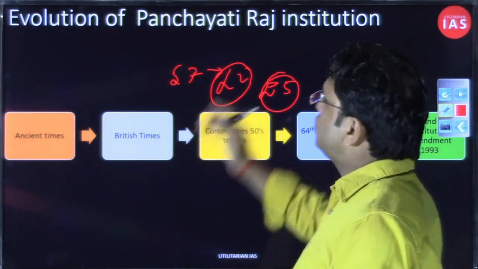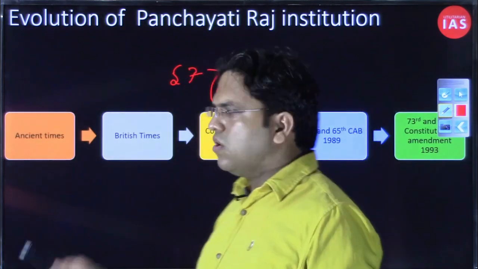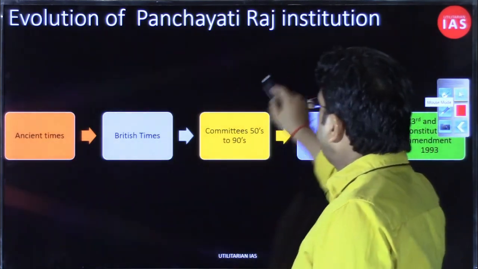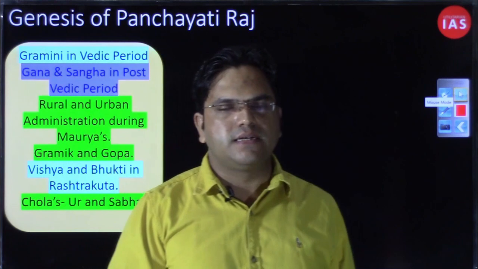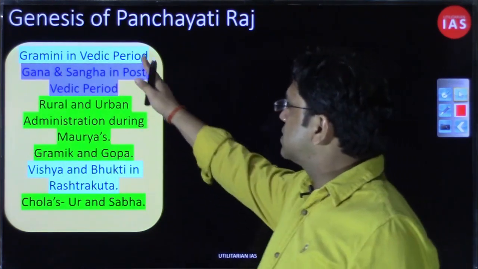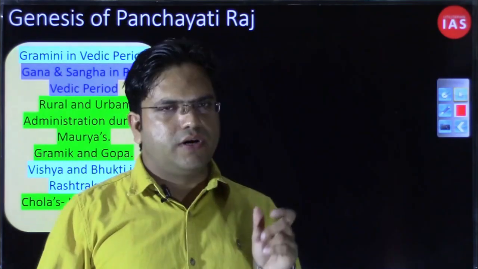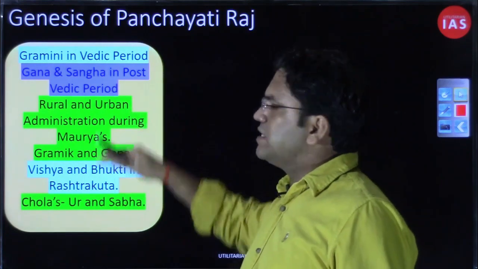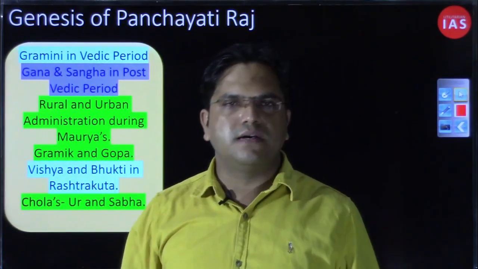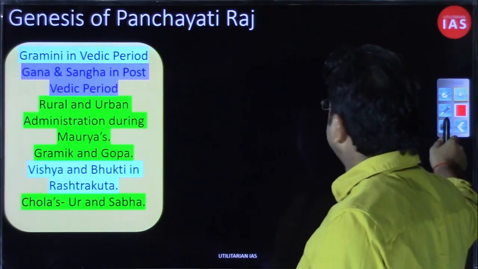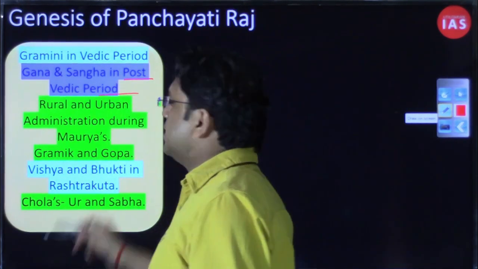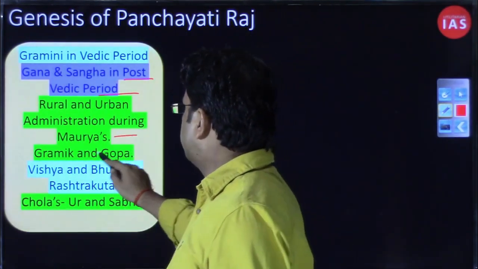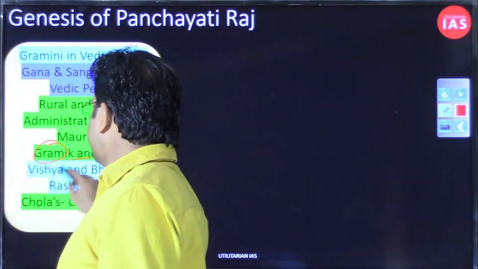So I hope you at least get the evolution of panchayat, although we'll have a discussion on these bodies separately. So let us see what was the status of Panchayati Raj during the ancient time. If you have read ancient India properly, you would be aware of this dictionary. So you had the word Gramini used in the context of the village headman, right? Into the Vedic times as well, you had this mention of Gramini. Then you have Ganas and Sanghas in the post-Vedic period. And then you have very strengthened rural and urban administration during Maurya times as well, where you will find words like Gramin and Gopas.